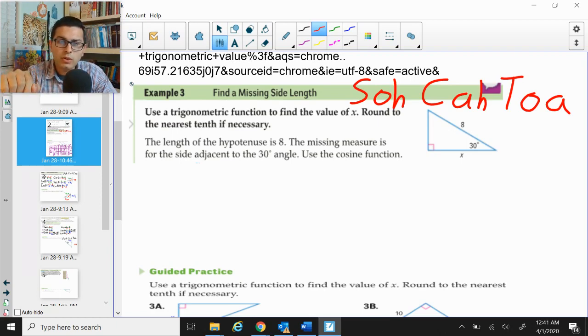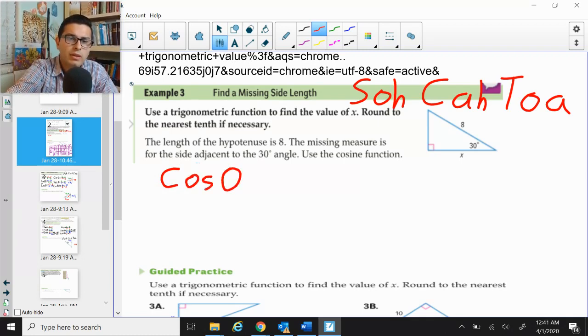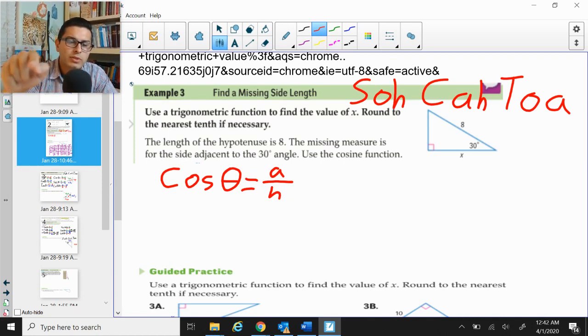So let's use cosine. Now I want to write this down really quick. We know that cosine of theta, or our angle, is going to equal the adjacent over the hypotenuse. So let's fill those things in. Now, so far, we haven't actually filled in the theta. But if you look there, we have an answer for what our theta is. It is 30 degrees. So let's fill that in.